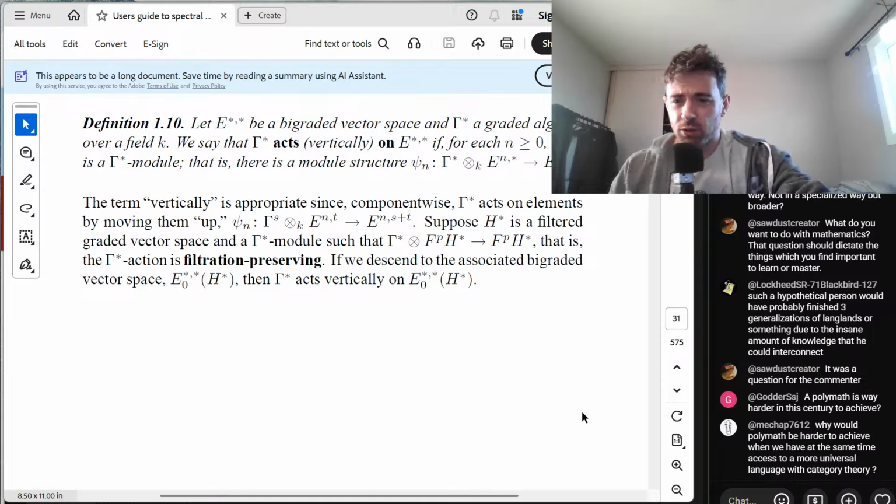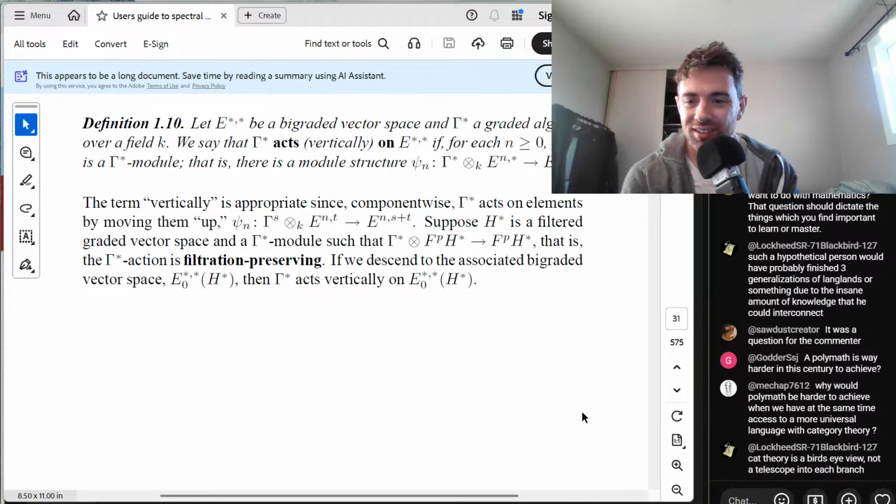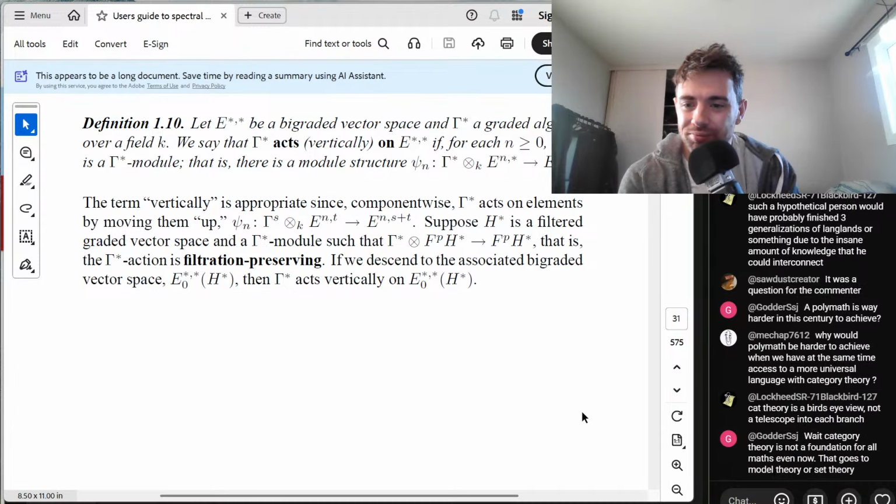Such a hypothetical person probably finished 3 generalizations of Langlands or something. Yeah. Category theory is a bird's eye view, not a telescope. Yes, that's a good way to put it.